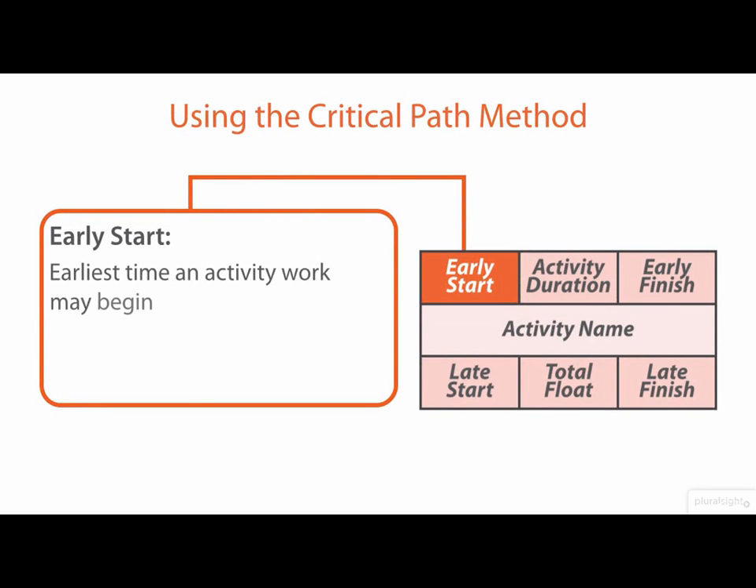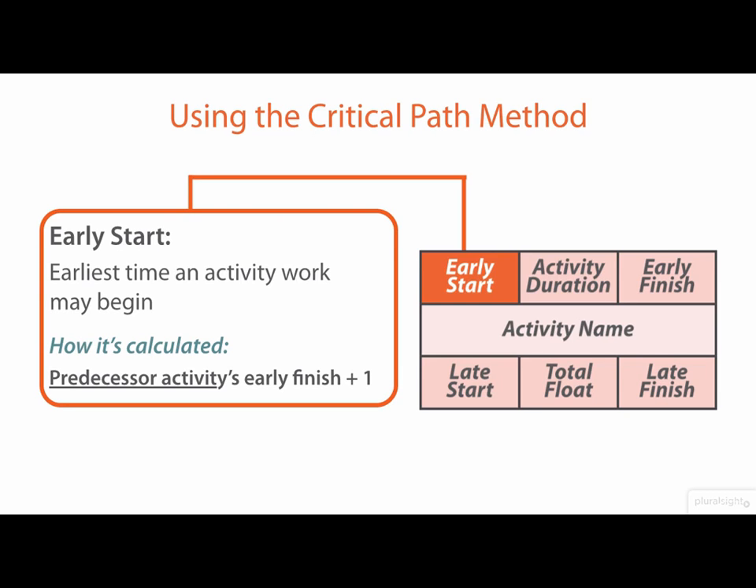Now, the early start date is the earliest time that an activity's work may begin. For the first activity in a project, this is on day 1. Now, you can calculate an early start date by taking the predecessor activity's earliest finish date and adding 1 to it. So again, if it's the first activity on the project, there is no predecessor early finish, so you would use 0 and add 1 to that.